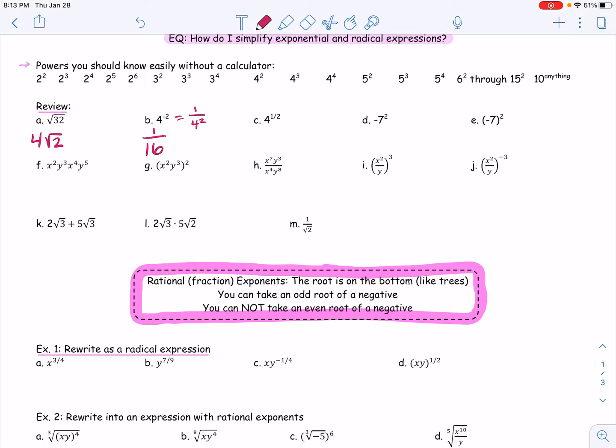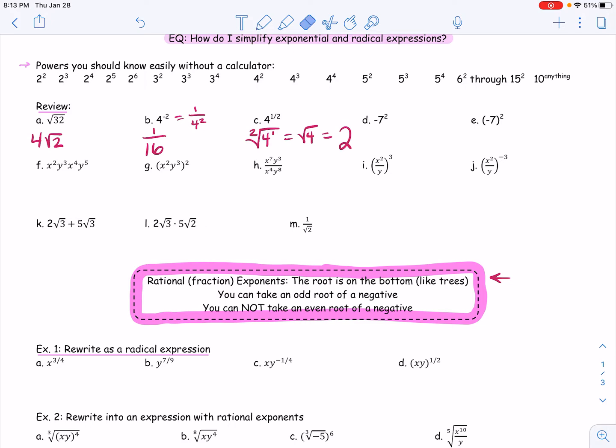So the root is on the bottom. That's kind of what it's saying right here. So the root that I'm taking is the second root, or the square root of 4 to that first power. So we're technically rewriting this as the square root of 4 to that first power, which we just know is the square root of 4, which we know is 2.